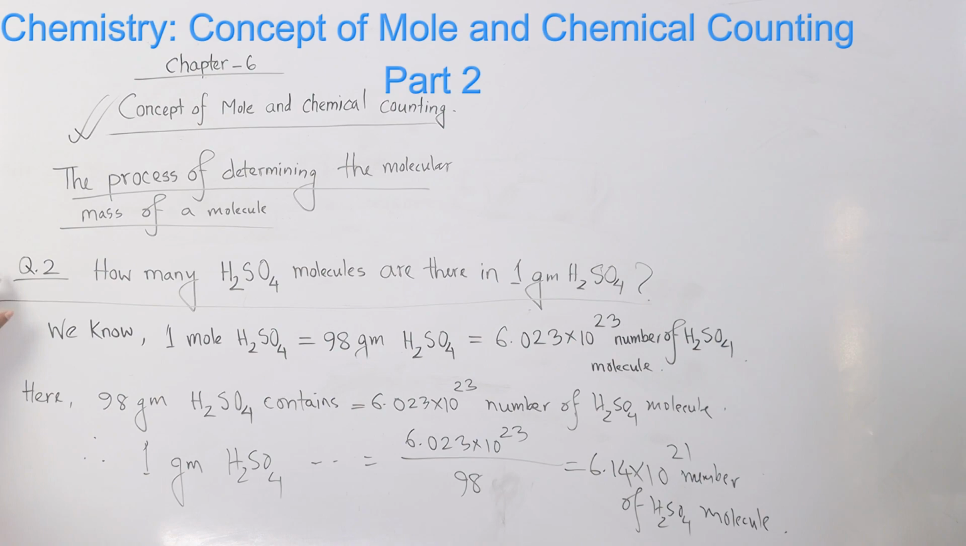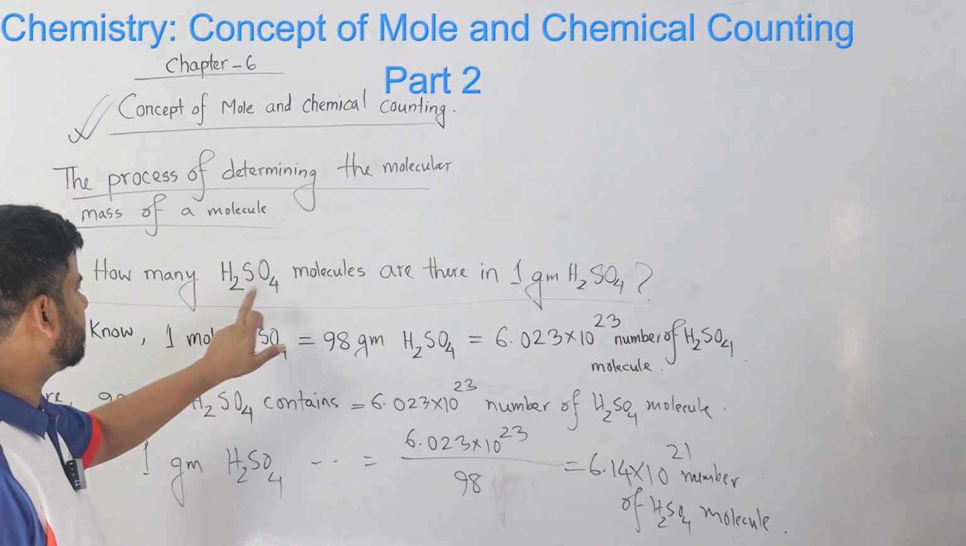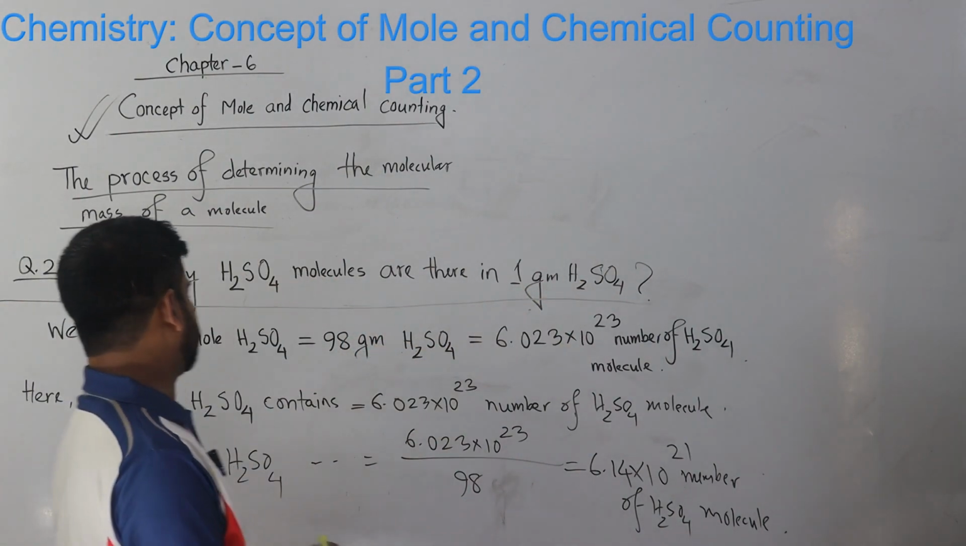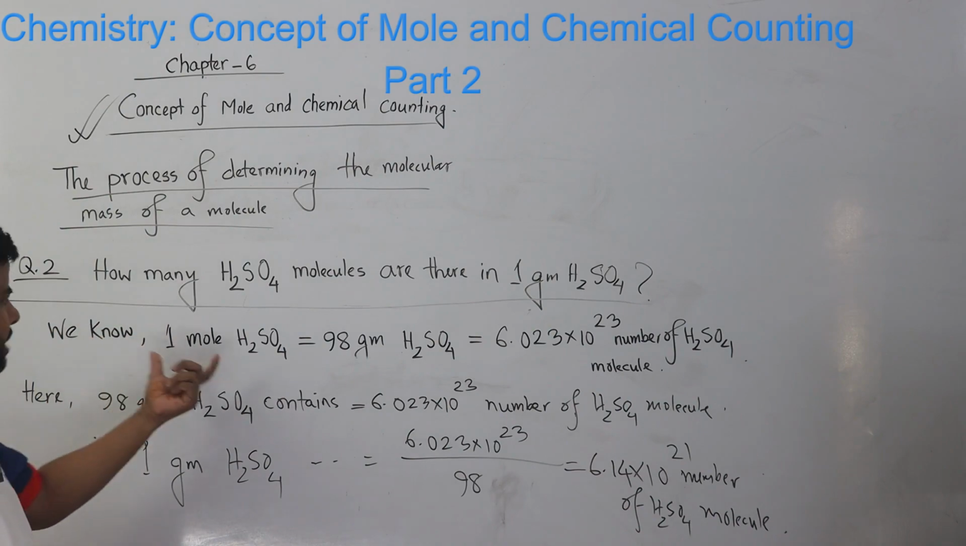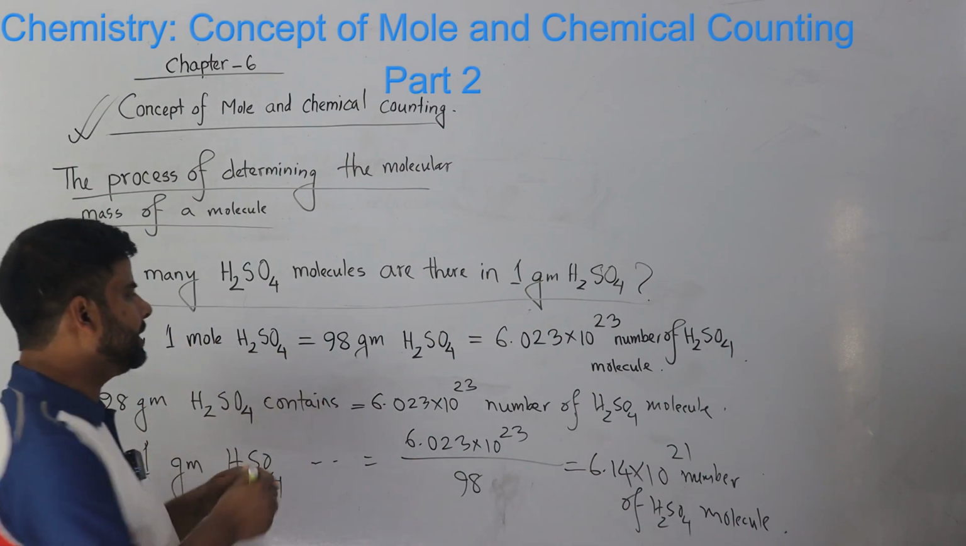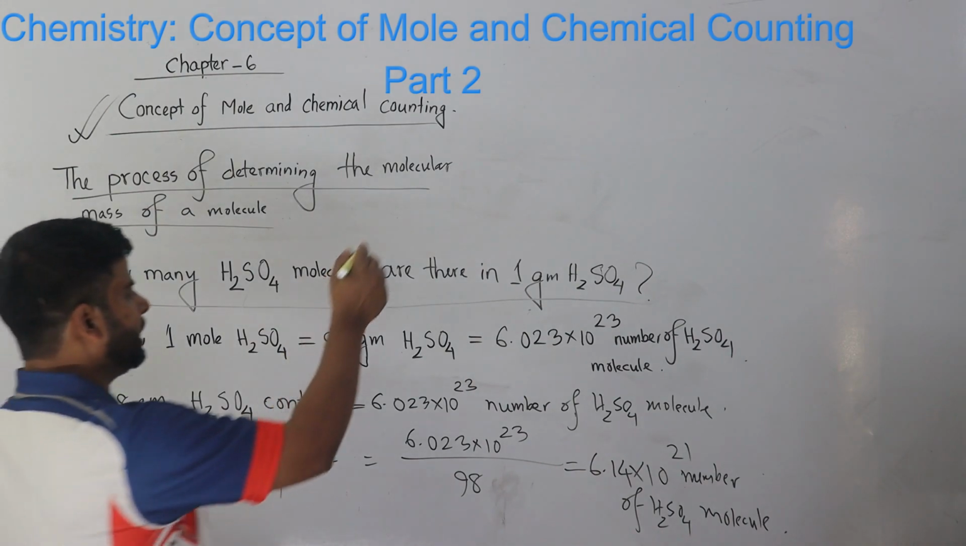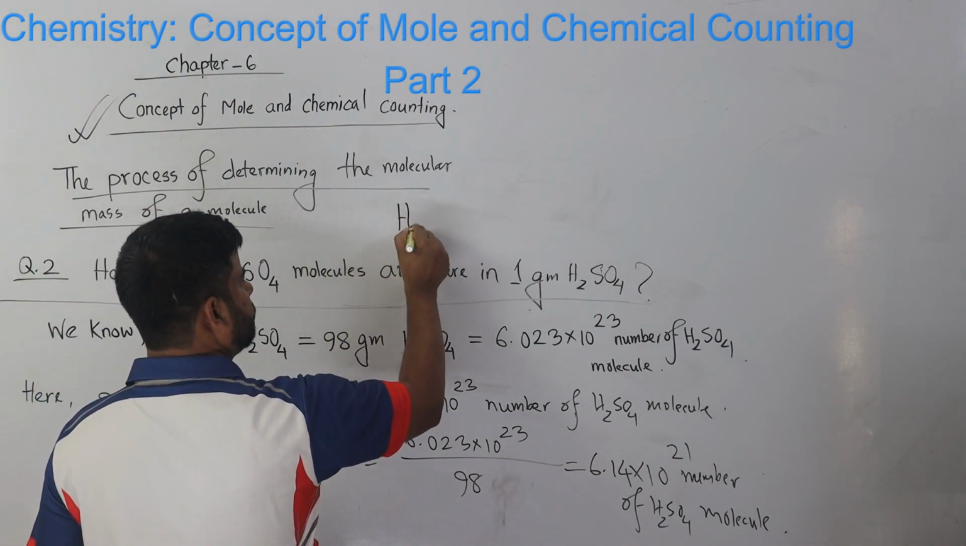Question number 2. How many sulfuric acid, hydrogen sulfate molecules are there in 1 gram sulfuric acid? We know 1 mole sulfuric acid equal to 98 gram sulfuric acid. Why 98 gram?